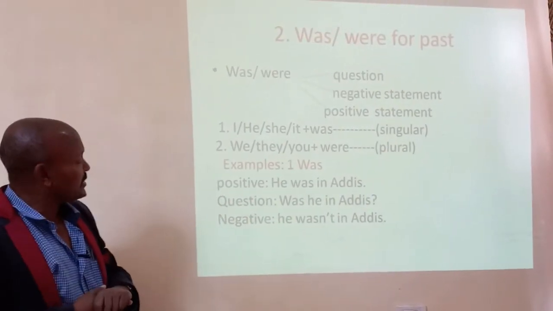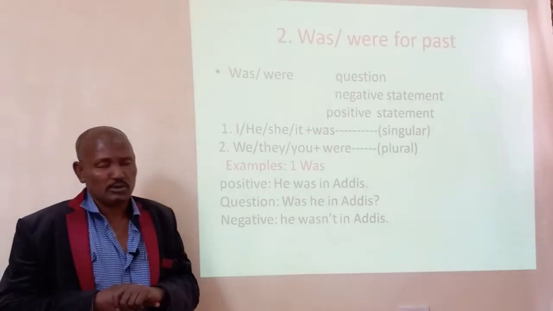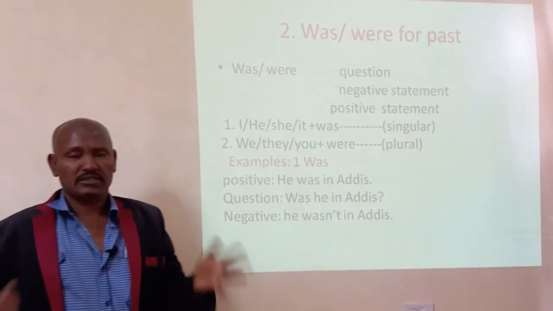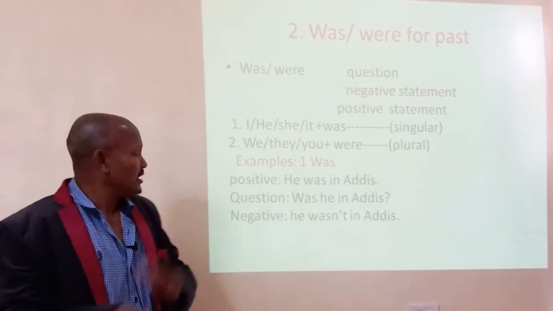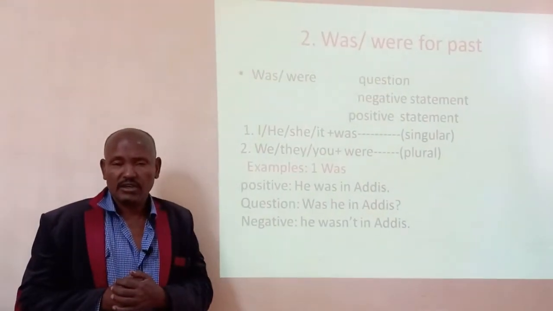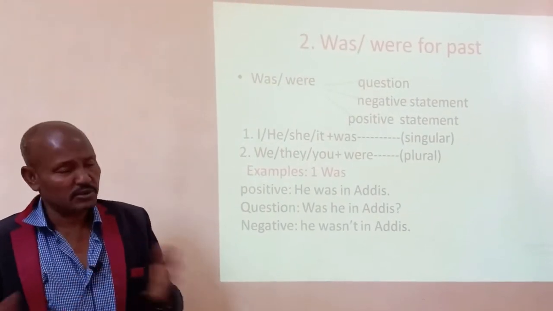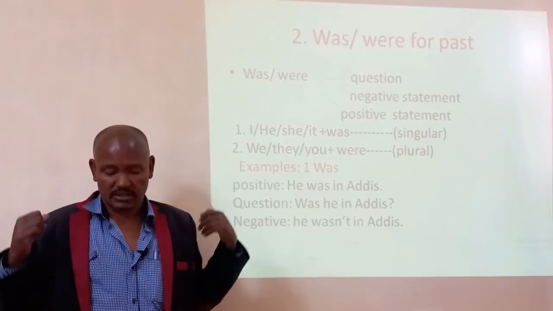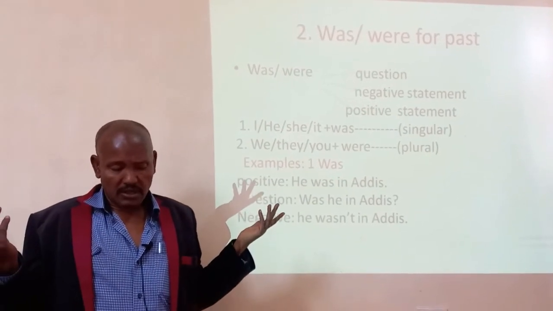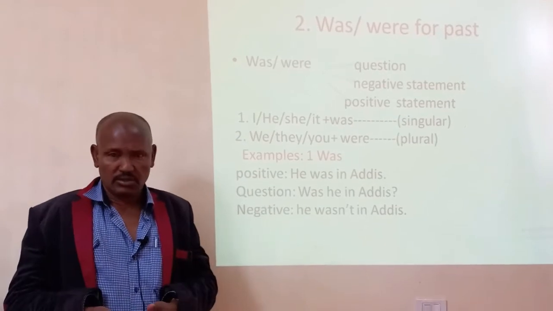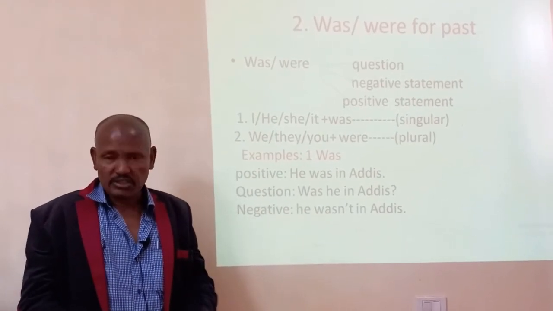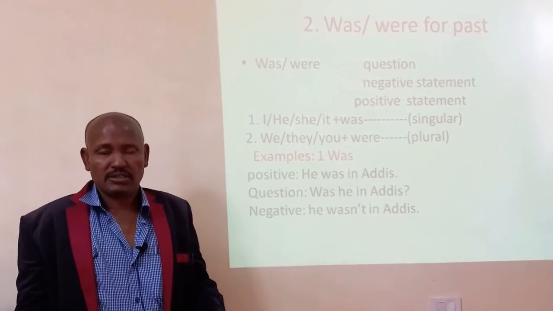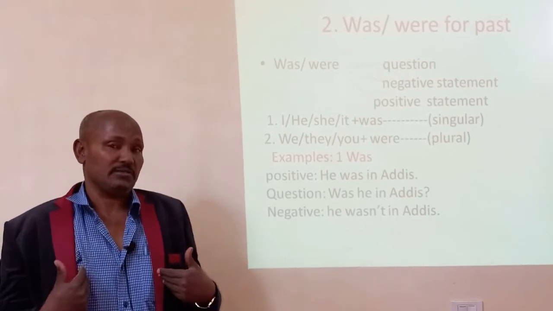Second, I want to give some examples of how we use was and were in positive sentences, in questions, and in negative sentences. The first one: he was in Addis. He was in Addis. He plus was is right. Actually, we don't know whether he is in Addis or not. No one knows, but we talk about that he was in Addis.